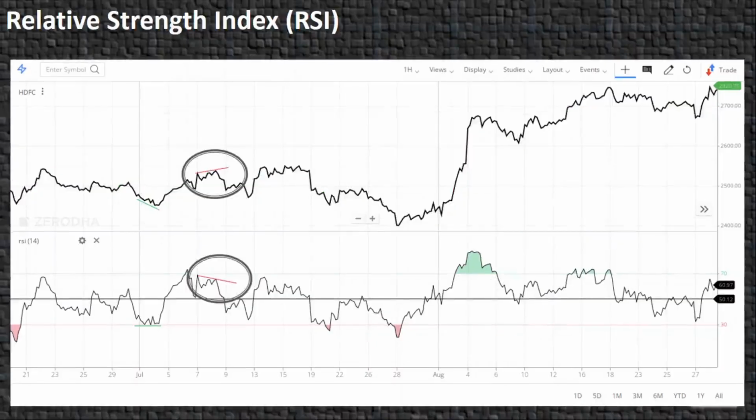The line chart of the price and RSI looks similar. However, we can notice some differences in some places. This change in the movement of price and RSI in opposite directions is called divergence, which is used by traders as a reliable indication of trend reversal.